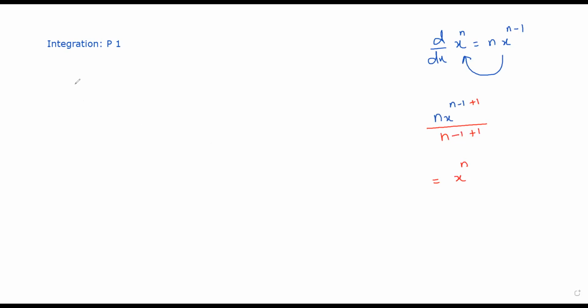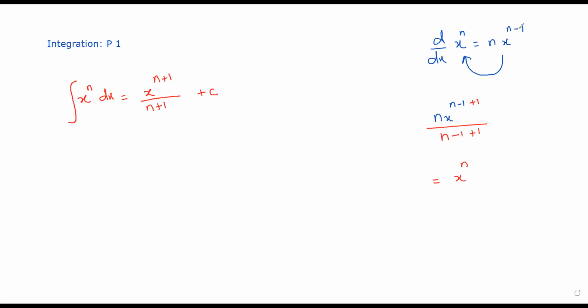So if you have to, this is the sign for the integration. If you have to integrate x raised to power n with respect to x, so this will be x raised to power n plus 1 over n plus 1. And then you write a plus c with this. I'll tell you why you have to write this plus c with that, okay?